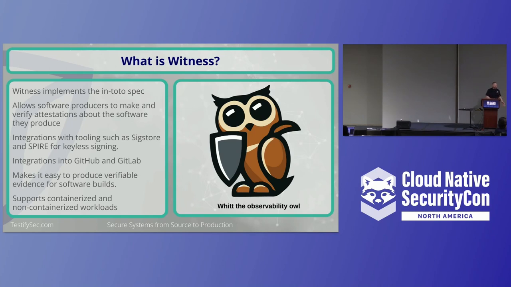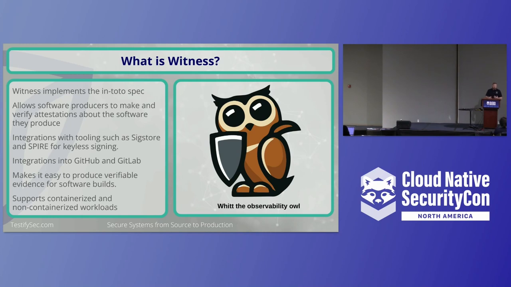What Witness does is it implements the in-toto specifications, or parts of the in-toto specification. It allows software producers to make and verify attestations about the software that they produce. It has integrations to open source projects such as Sigstore and SPIRE to allow you to sign these attestations without having to worry about keys. In addition, we do have a platform that we're developing that will also provide this capability. We have integrations into GitHub and GitLab currently. We have a GitHub action that's experimental that allows you to do this seamlessly.